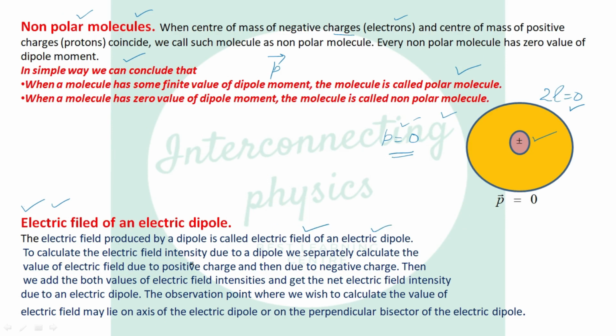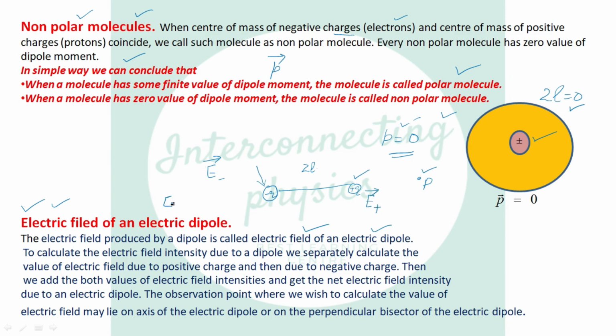To calculate the electric field intensity, what we do: suppose we have a minus q charge and a plus q charge, and they are separated by some distance. Let us say the distance is 2l. So this is a dipole. Now how do we calculate the electric field of the dipole? First we calculate the electric field due to the minus q charge at some point. Suppose that is E minus. Then again we calculate the electric field at point P due to the plus q charge. Let us say that is E plus.